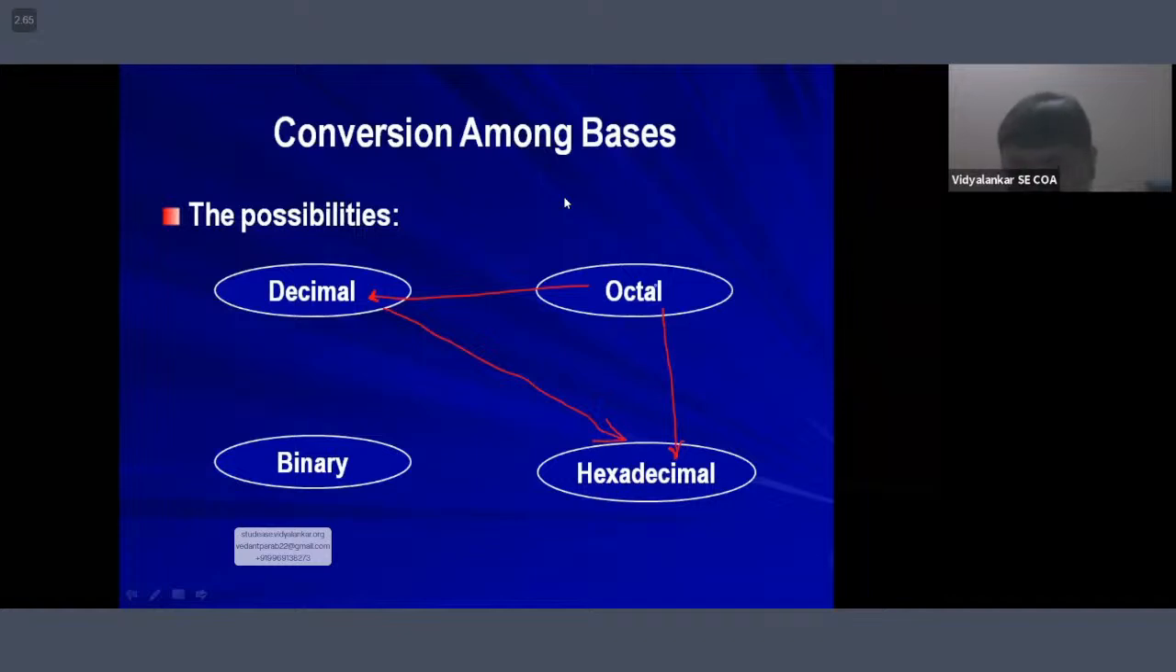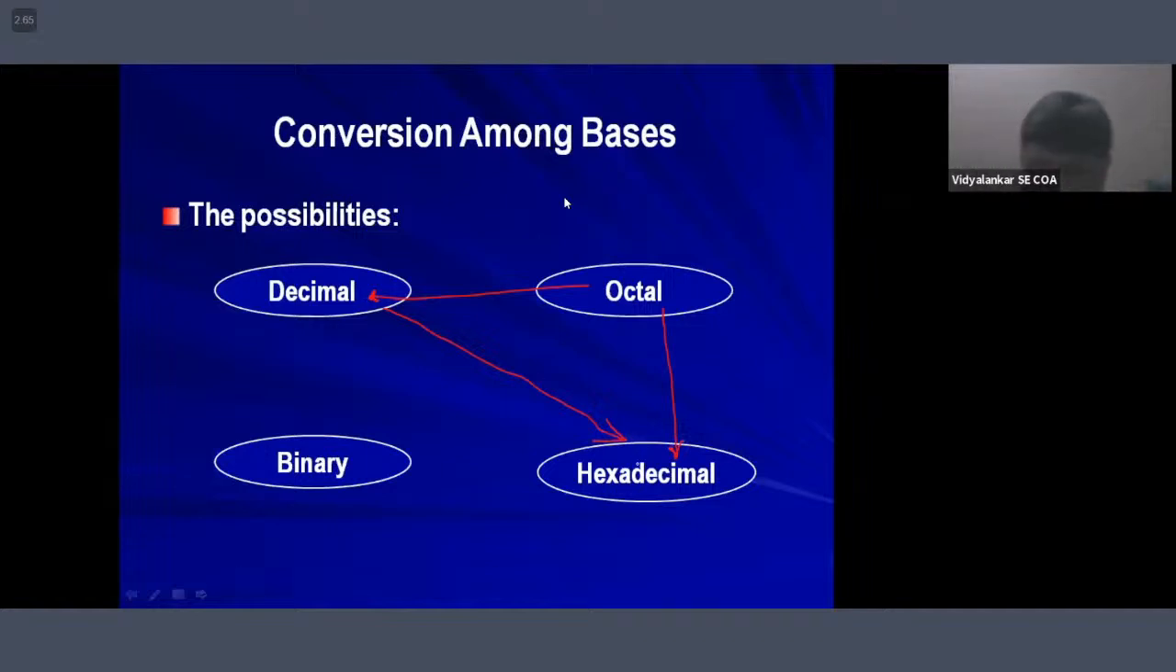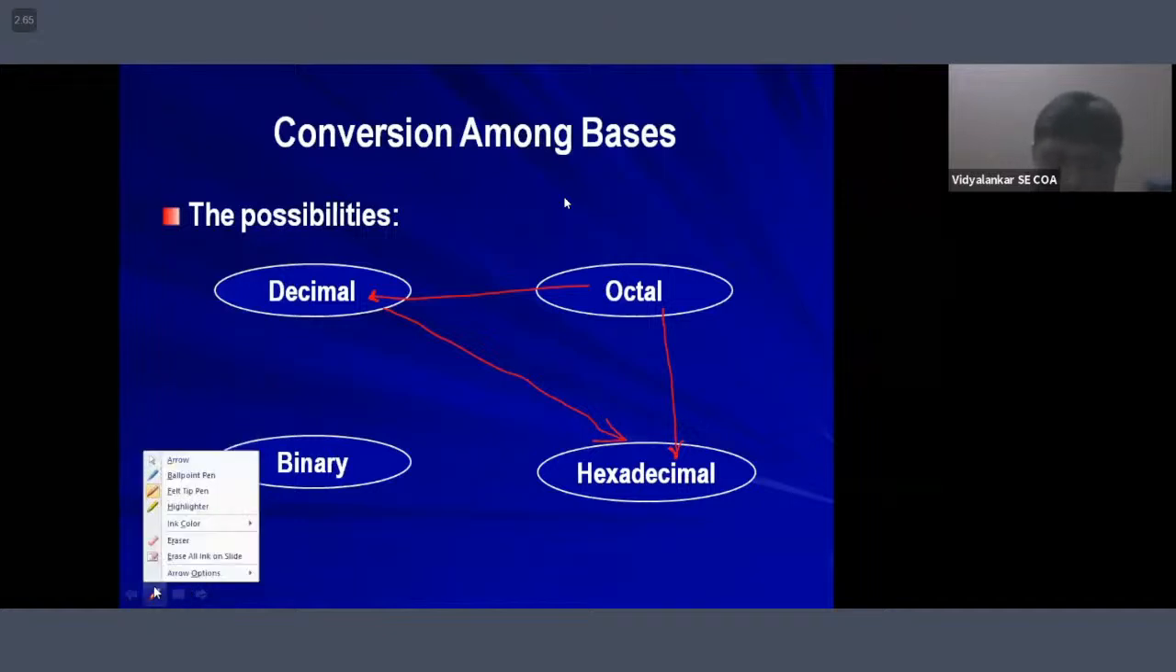Now the second thought is that if my number is octal and I want to convert it to hexadecimal, how will I convert? One way is that I will convert octal to decimal because I know that, and I will convert decimal into hexadecimal. That also I know. But this is a long method. Okay, let me go the other way also, so you will have complete clarity on what we are doing.